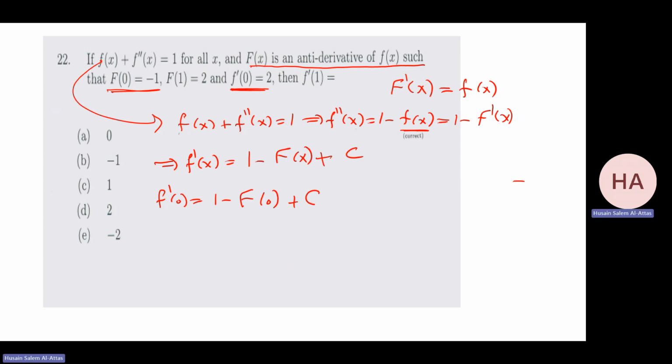This is 1 minus capital F x plus c. Let me just check the calculation. F prime at 0 equal 1 minus capital F of x, which is the integral of this, plus c. So f prime at 0 is 2. That will be 1 minus 1, yeah, plus c.